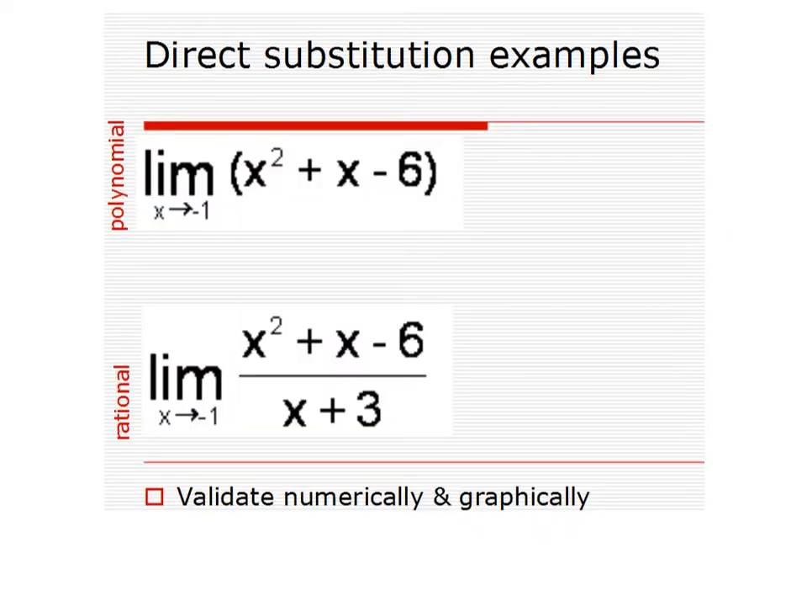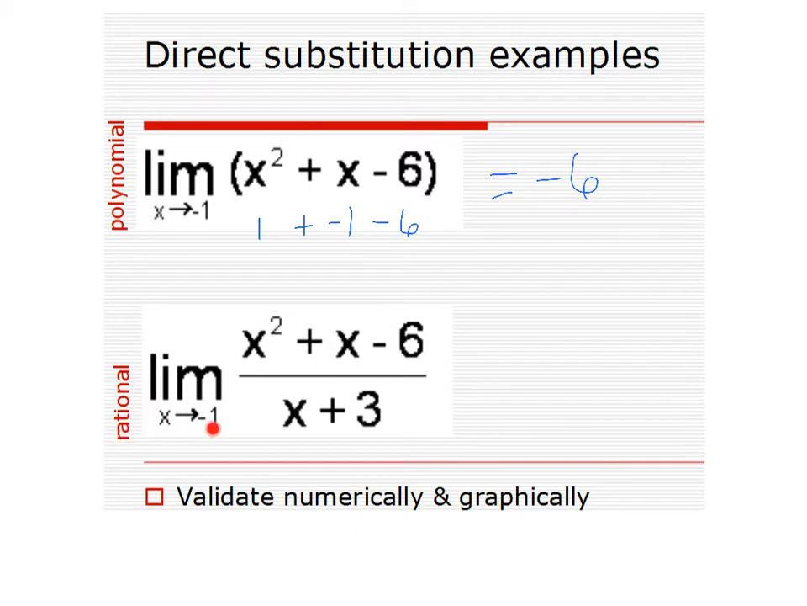Now, here's some examples of what I'm talking about. Here's a polynomial function. See how this is a beautiful little quadratic? That's a continuous function. Let's plug -1 in and do direct substitution. If you put in -1 and square it, you get 1. Put in -1, I'd have a -1, and then a -6. That's going to end up equaling -6. Quick and easy.